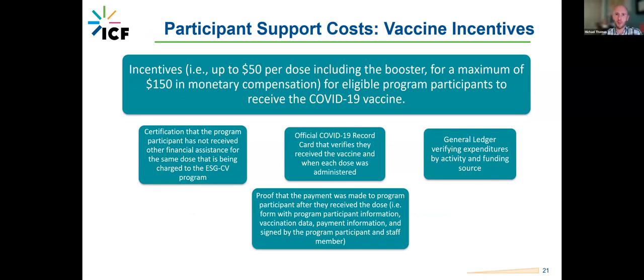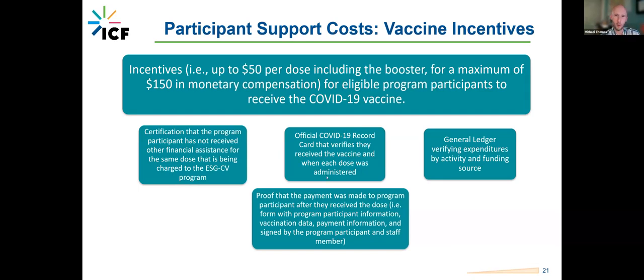When you have those costs, documentation would include a certification that the program participant has not received other financial assistance for the same dose that's being charged to the ESG program. So you just have to have some sort of note, some sort of certification that they did not receive the same assistance from some other place. Official COVID-19 record card that verifies that they received the vaccine and when each dose was administered. So that nice little gray card that they give you when you get your COVID-19 vaccines, a copy of that. Your general ledger verifying expenditures by activity and funding source.